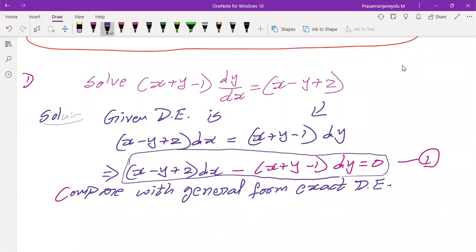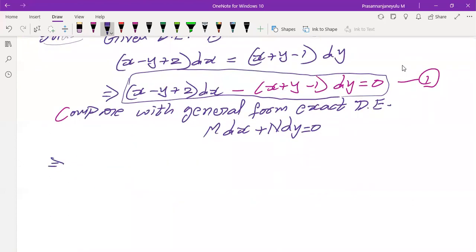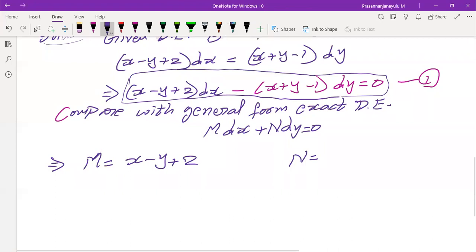What is the general form of exact DE? M dx plus N dy equals 0. Now I am taking M. What is M here? Please respond. What is M? M is the coefficient of dx. So the dx coefficient is x minus y plus 2. And what about N? What about N? x plus y minus 1. Is it correct? Please check.